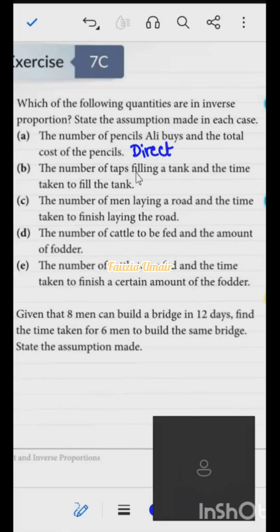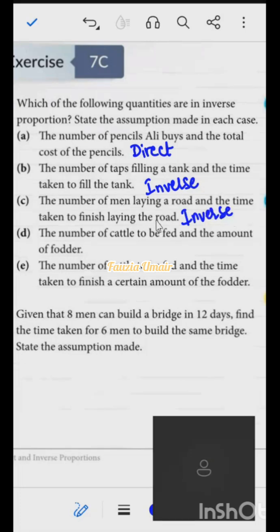Now look at the B part. The number of taps filling a tank and the time taken to fill the tank. The more the number of taps, the less time required. So it is inverse proportion. Then the number of men laying a road and the time taken to finish laying the road. So what do you say? Inverse proportion. Okay, this is the kind of question that comes in the paper. You just have to identify the type of proportion.